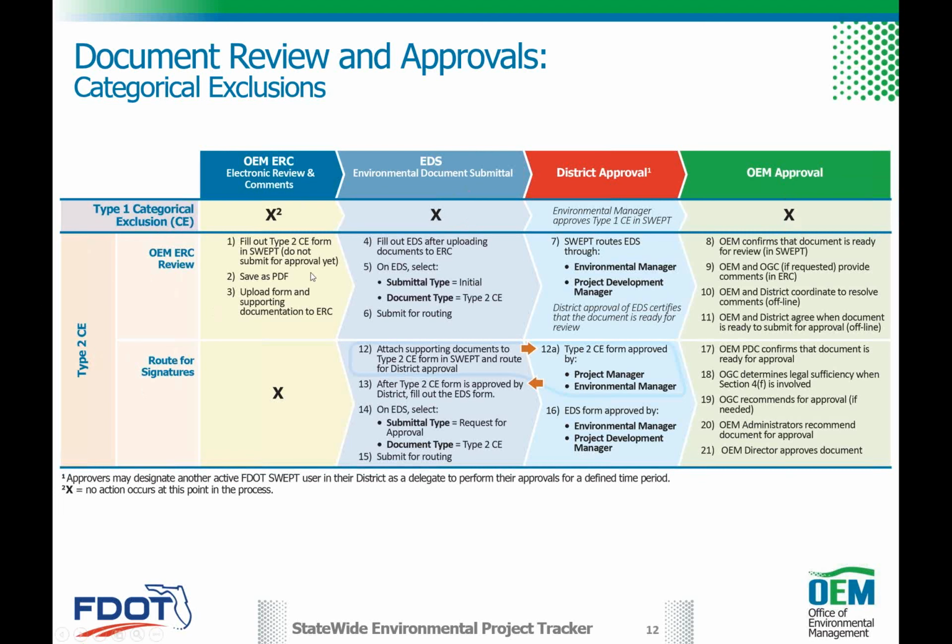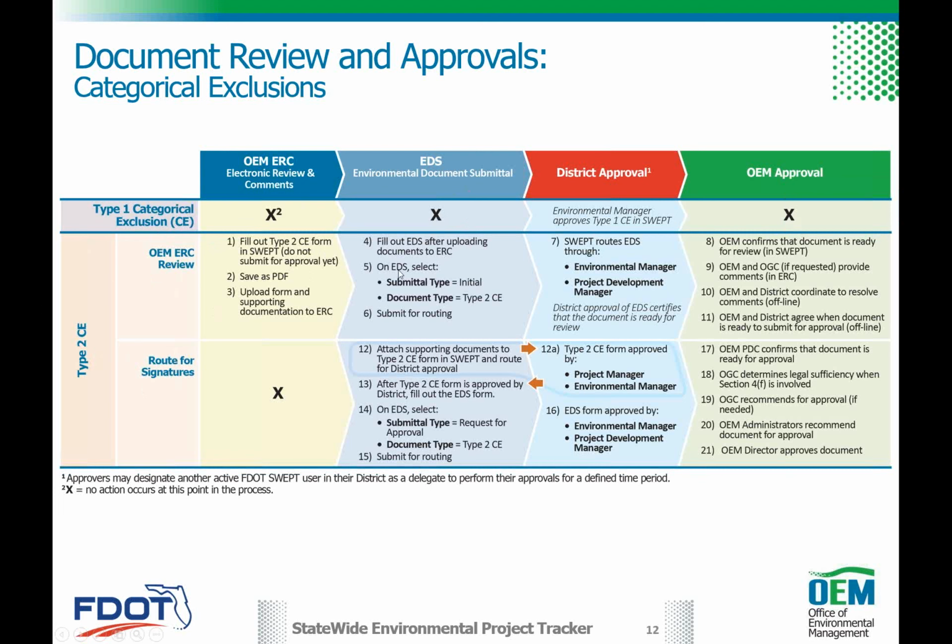So on the initial ones, when we think about the type 2, you're going to fill out the form. It's going to be an online form, but you don't need to approve it. You're going to PDF it. You're going to save it as a PDF and upload it into ERC, and you're going to put in all the supporting documentation for that. You're then going to begin to fill out the routing sheet and say, hey, our stuff is loaded in ERC.